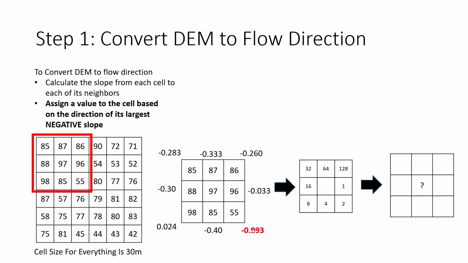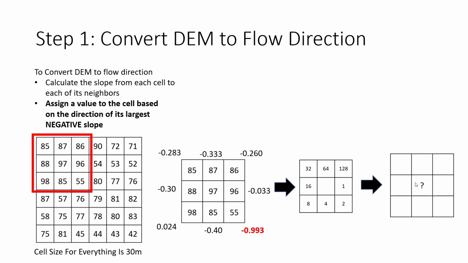So now that we know what direction it's going to go, we need to figure out what value we actually assign to the pixel, right? Because we know it's going to go from here to here, but what value do we actually put in our flow direction?